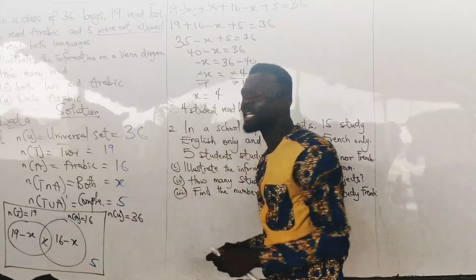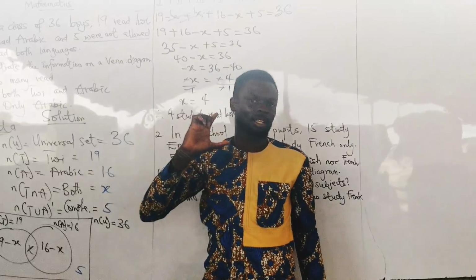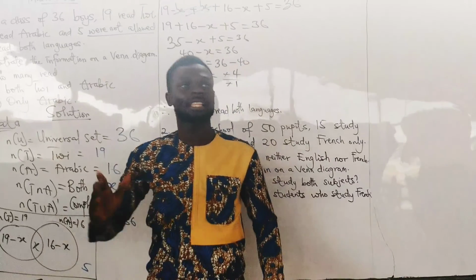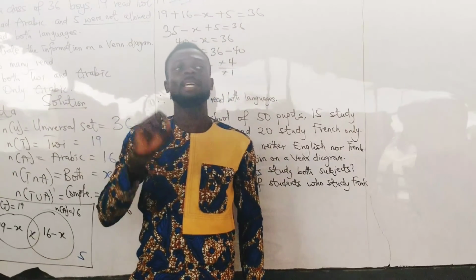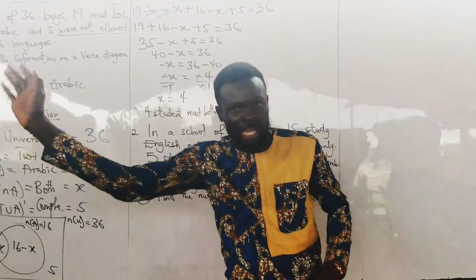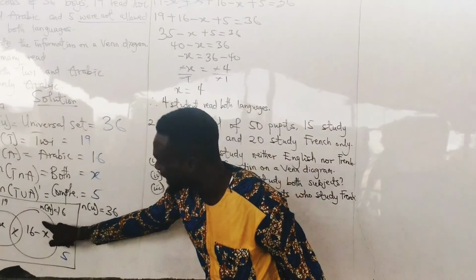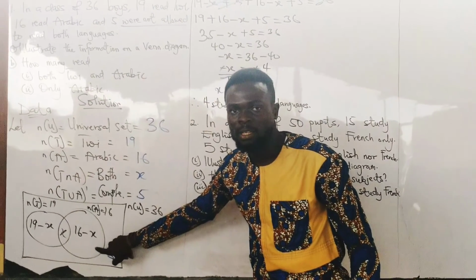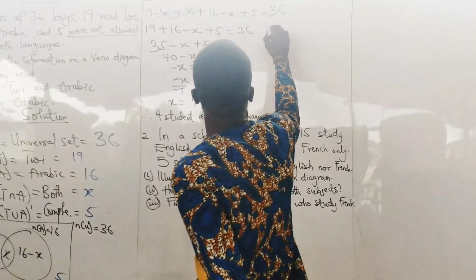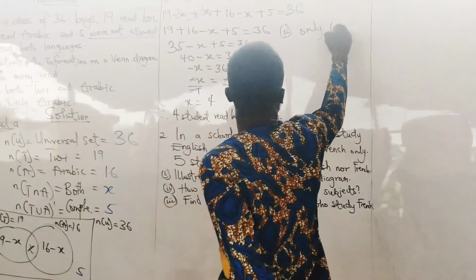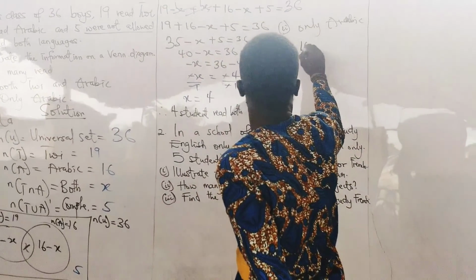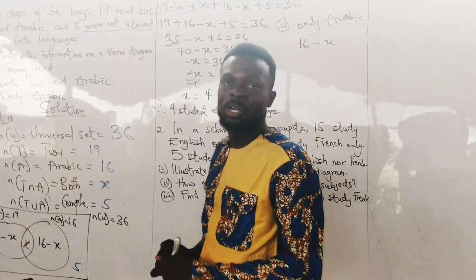When you continue, you have to calculate only Arabic. In last week's class, we explained what only Arabic means and the other ones. So only Arabic simply means the students that read only Arabic, and Chi is excluded. So the only Arabic is going to be region II. Region II is the only Arabic. So to calculate for only Arabic, we are going to take region I, and what do we have as region I? We have 16 minus x. Region I.